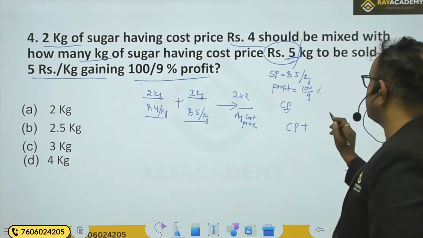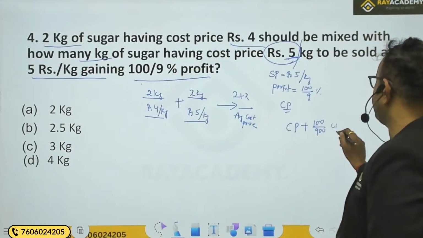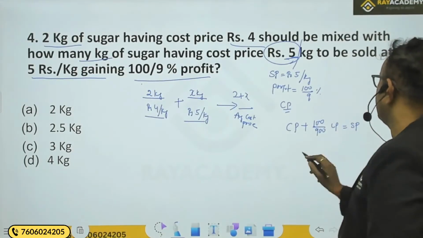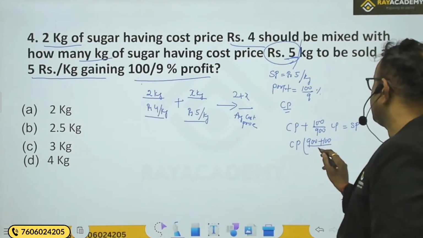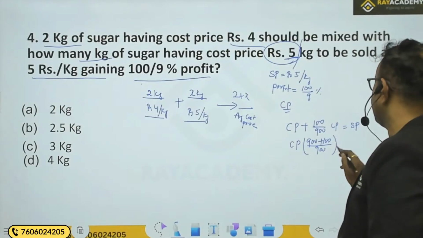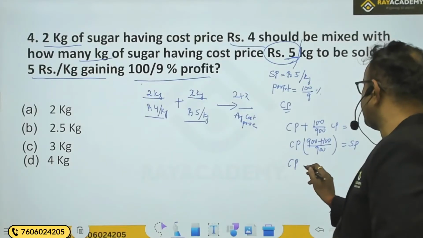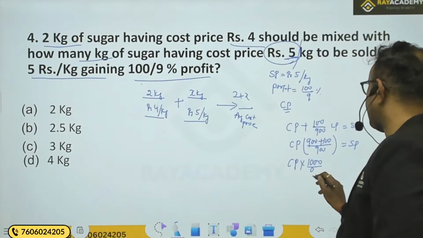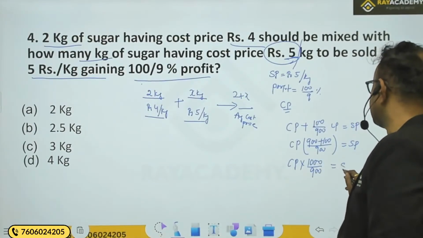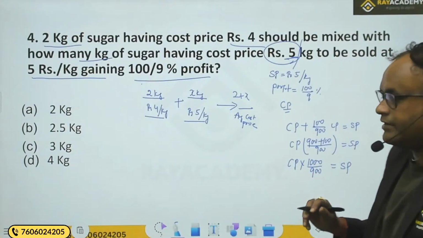CP plus 100 by 900 of CP will give you SP. So CP, if I take common, (900 plus 100) by 900 equals SP. So you are getting CP into 1000 by 900 equals SP. Now I can put the value of SP to find the value of CP.